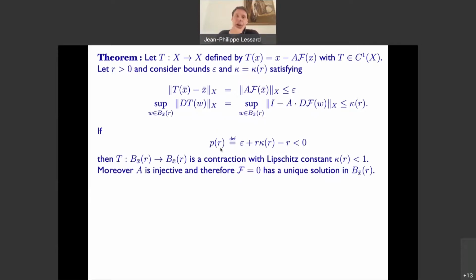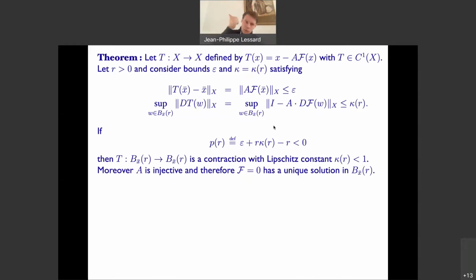If P of r is less than 0, then T is a contraction with Lipschitz constant kappa of r, which is less than 1. In some sense, if you take a very good approximate inverse, then kappa of r will be really small, almost equal to 0, and there's very good hope that there will be a positive r for which this is negative. So that's basically this one inequality to be satisfied here. If it's satisfied, then T is a contraction.